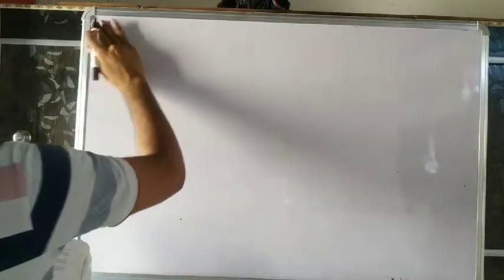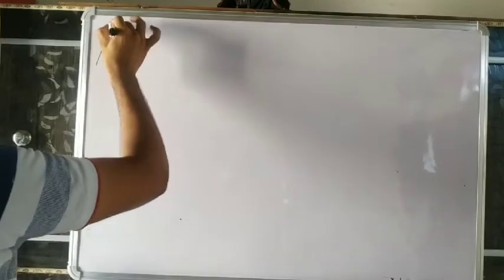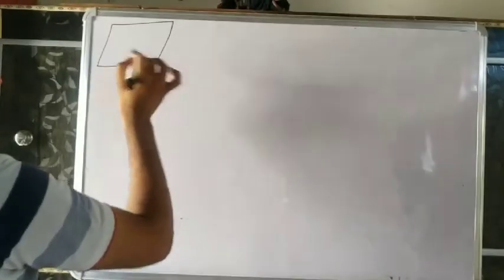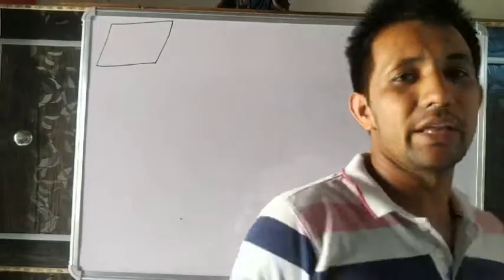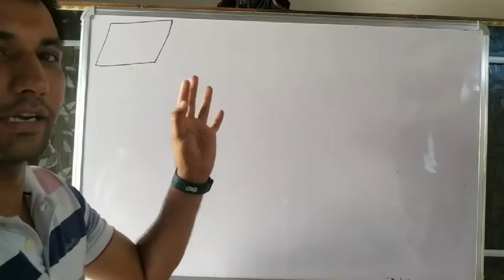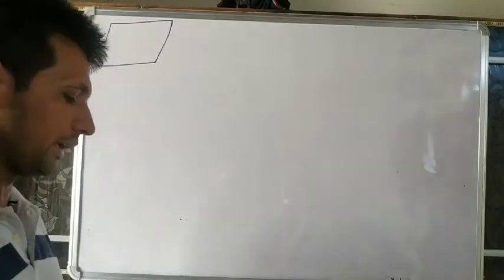Next question, fifth question. A rhombus shaped field has green grass. Rhombus means a quadrilateral whose all sides are equal. Square and rhombus, there are 5 different quadrilaterals. We already studied them in 8th class: square, rectangle, rhombus, parallelogram, trapezium. And rhombus means a quadrilateral whose all 4 sides are equal.